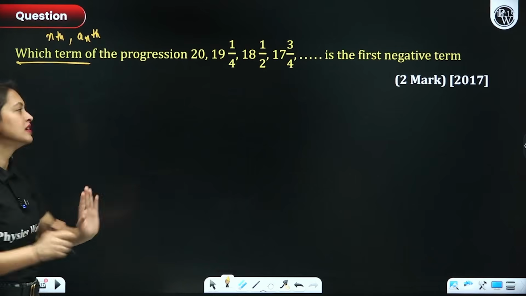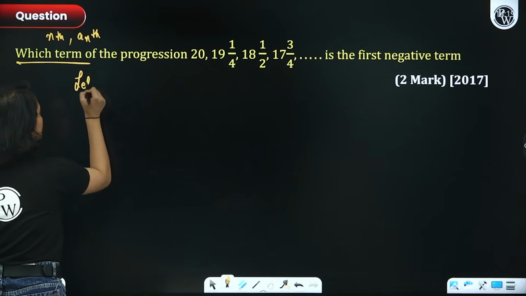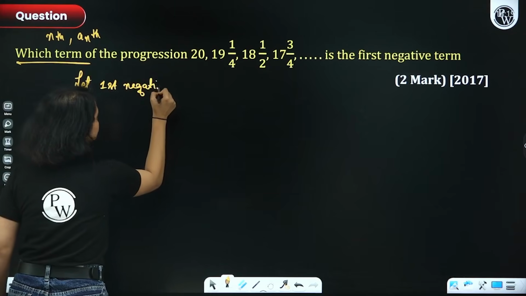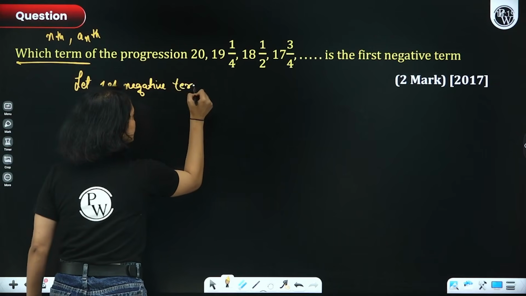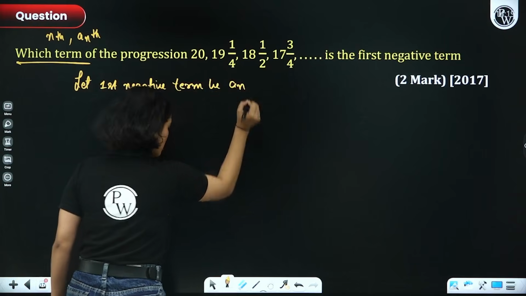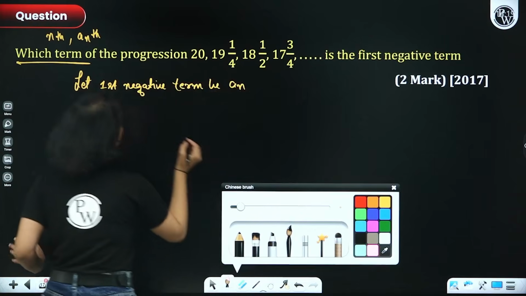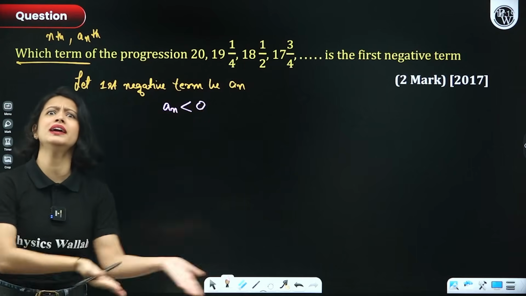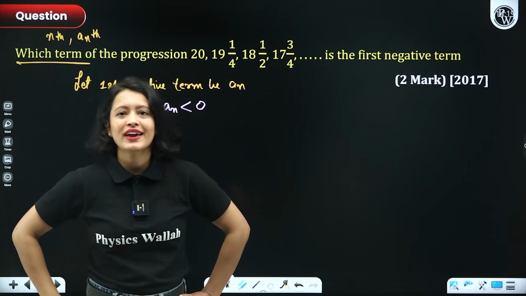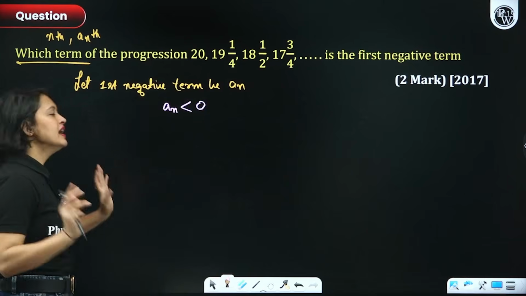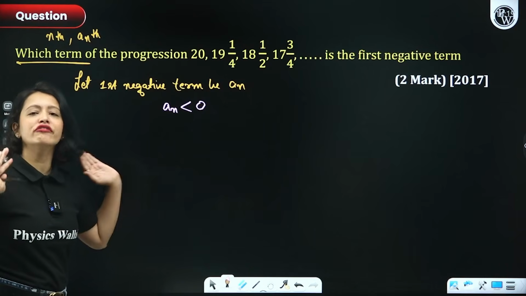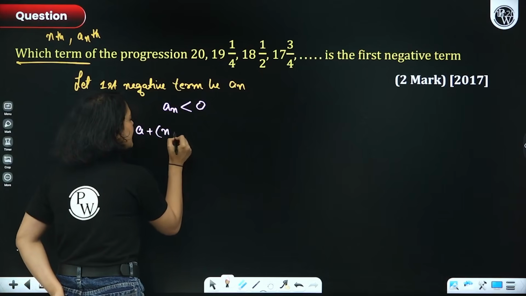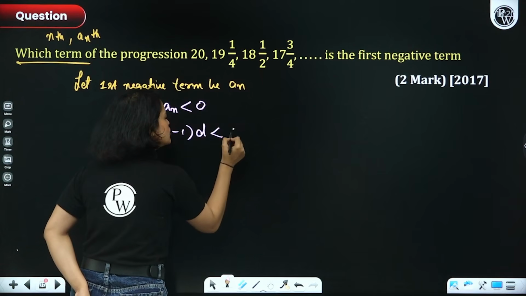So let the first negative term be an. If an is the first negative term, it has to be less than 0. Negative means it is less than 0, right? So an is less than 0. Now I will write down the formula for an: a plus (n minus 1) into d, and this should be less than 0.